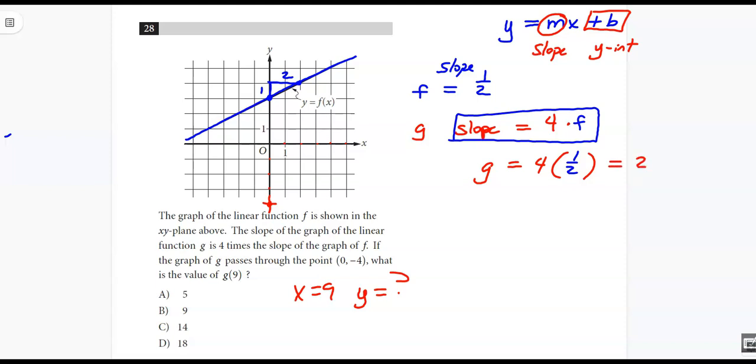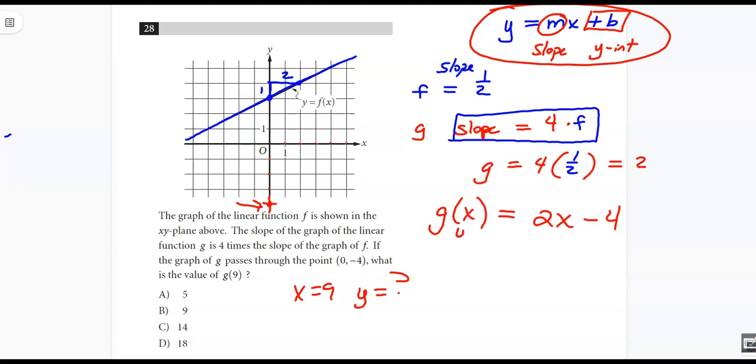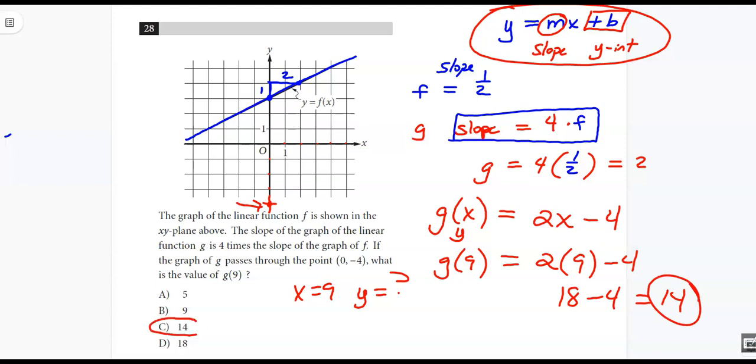Well, now we know a couple things about it. If I go back up here and think about slope-intercept form, we now have our 2 key ingredients. Our slope is 2, and our y-intercept point is at -4. So now I have an equation for g. g of x is just the same thing as y. So g of x has to be 2x minus 4. And they want to know what is g of 9. So I'm just going to stick 9 in for x. 2 times 9, subtract 4. That's 18, take away 4, which gives me a final answer of 14.